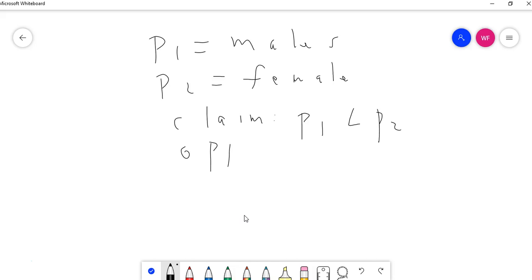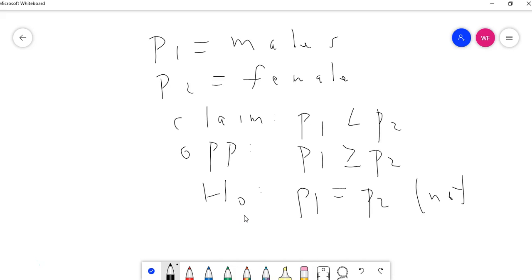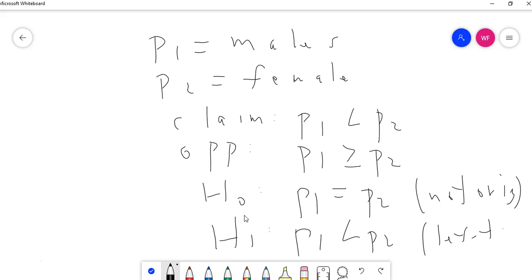The opposite is P1 greater than or equal to P2. The null hypothesis is that P1 is equal to P2, and this is not from the original. And the alternate hypothesis is that P1 is less than P2, and that makes it a left tail test. Left tail. Okay, so that's the setup for this thing.